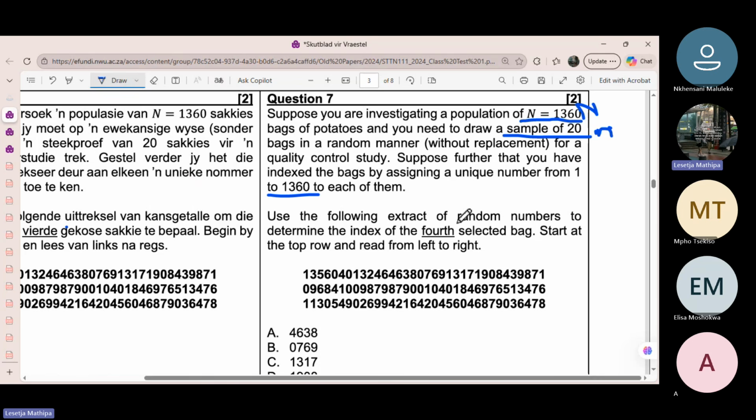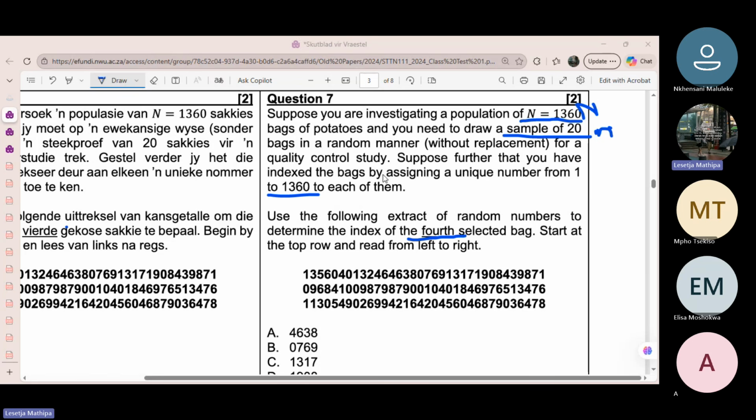Now, you must use the following extract of random numbers to determine the index of the fourth selected bag. You must start at the top row and read from left to right. Great, let's see. The first number, remember the numbers that you're going to take, they must be below our population. So can you give me the first number?